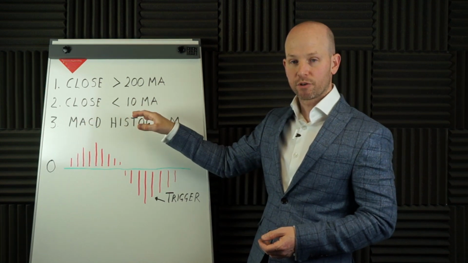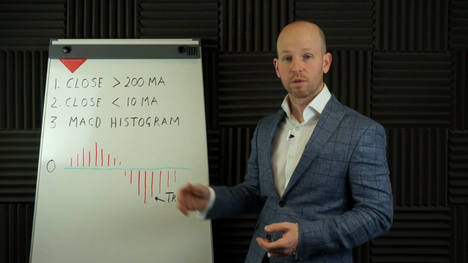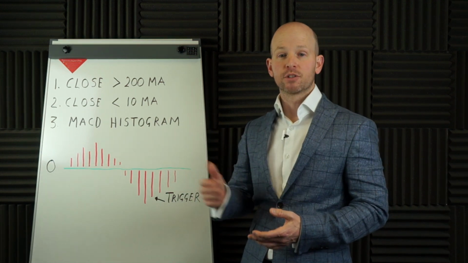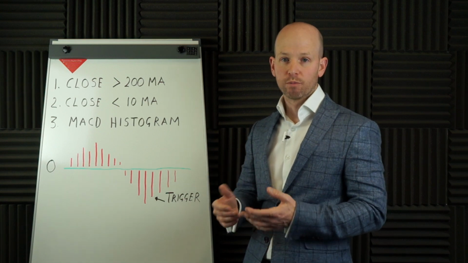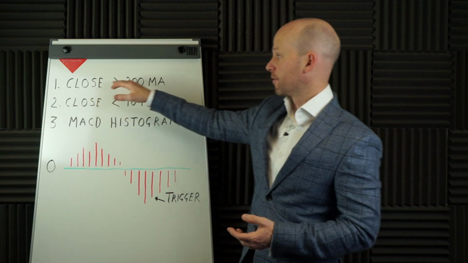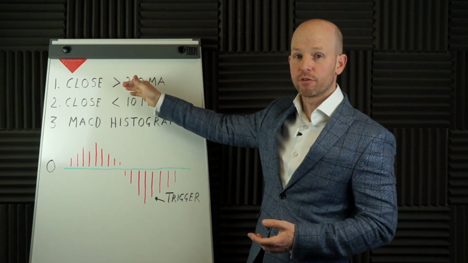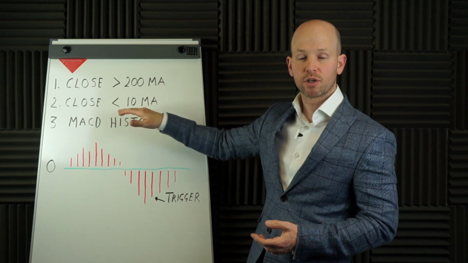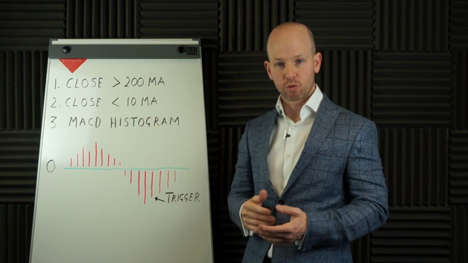The second thing we need to look at is whether the closing price is under the 10 period moving average. So basically what we're saying is, short term the market hasn't rallied too much and there is room for buying opportunities. So we need to see the price above the 200 period, longer moving average, but below the 10 period moving average so that we've got a little bit of short-term weakness.